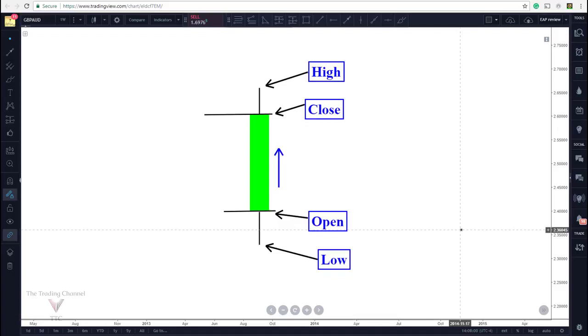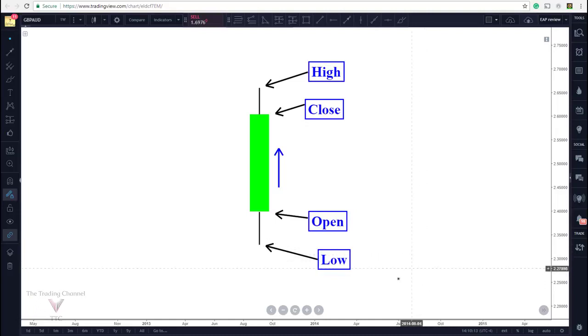Alright, so now that we've quickly been over the anatomy of a candlestick, let's jump into what these candlesticks actually represent. And then later on, we'll discuss how we can use candlestick charts to predict market direction. Alright guys, so let's dive into what these candlesticks actually represent.